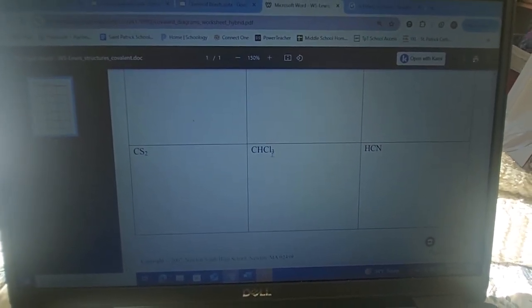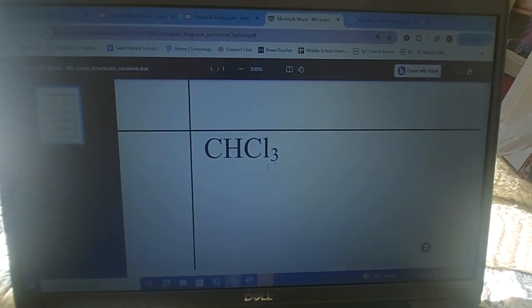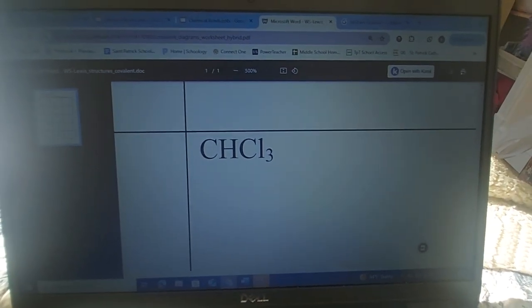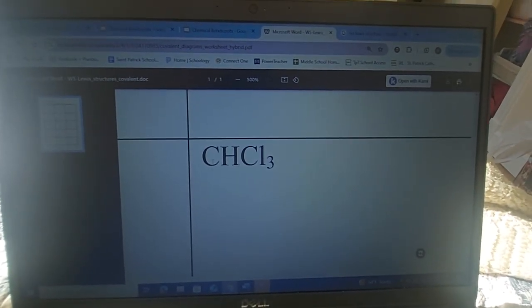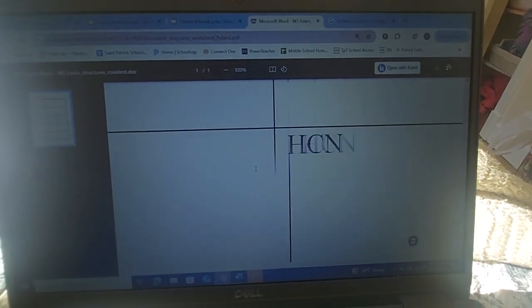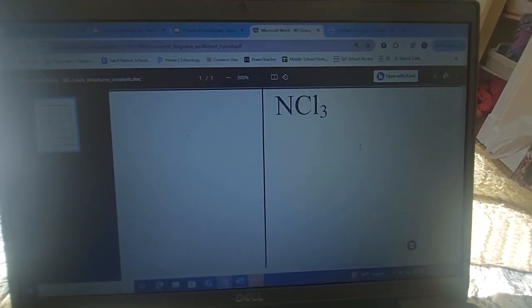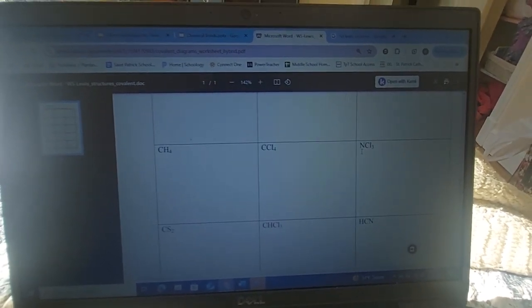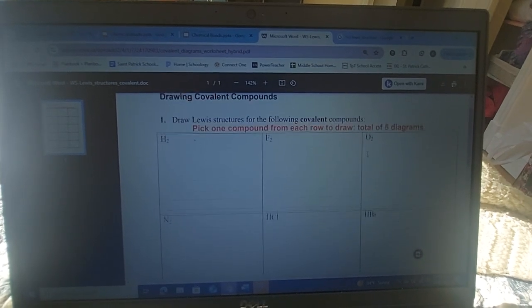Now remember, when we get down here to these ones right here, we're doing the same steps, but remember, the central one, the one you write in the middle, is always the first one. Okay, so that's your clue for these. The rest of the steps are pretty self-explanatory.